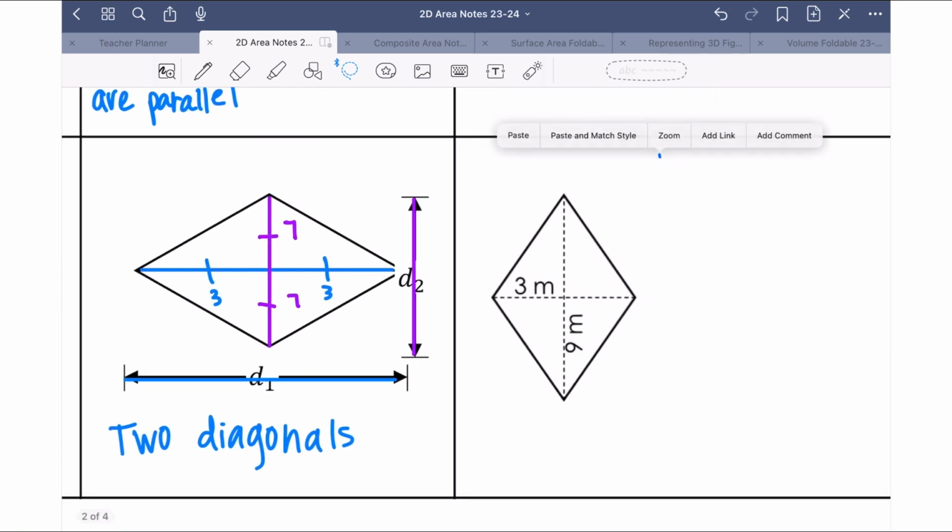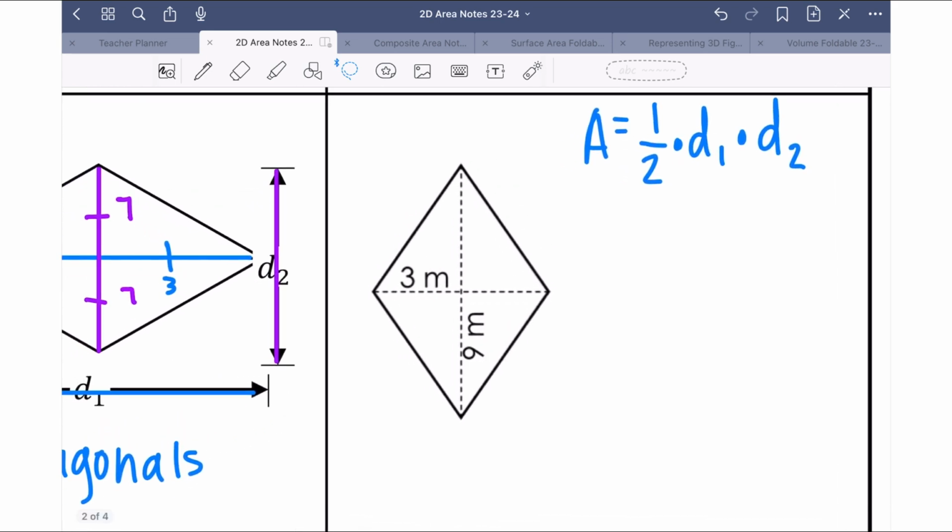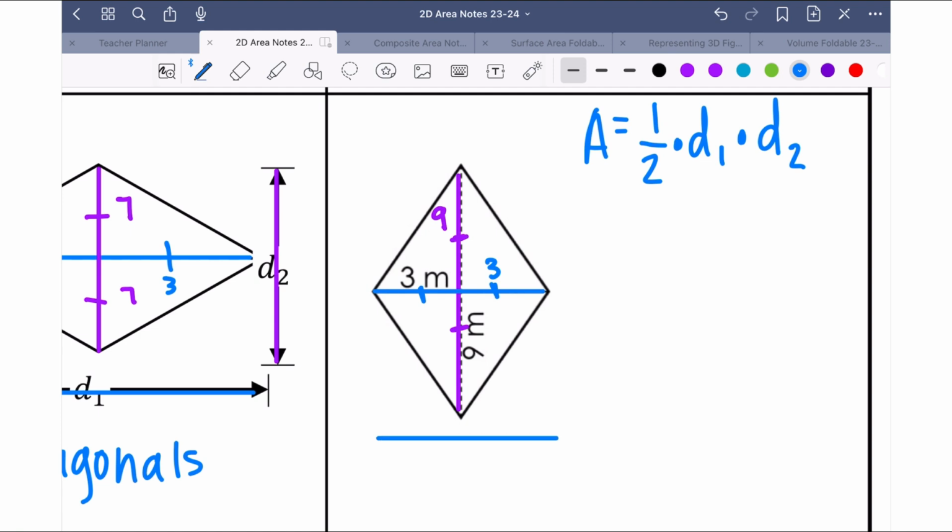On this side. Okay, so for this image, they only gave us a section of the diagonals, but remember, they should be the same. So if this is 3, this is also 3. If this is 9, then this is also 9. Okay, so you're looking at this diagonal and this diagonal. Okay, now let's calculate the total. So 3 plus 3 is 6. 9 plus 9 is 18.